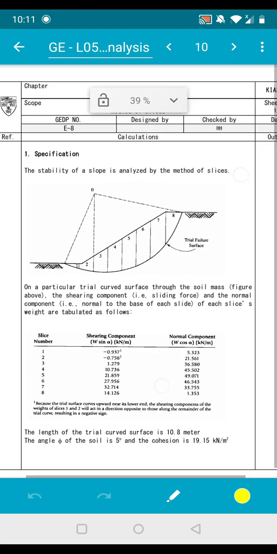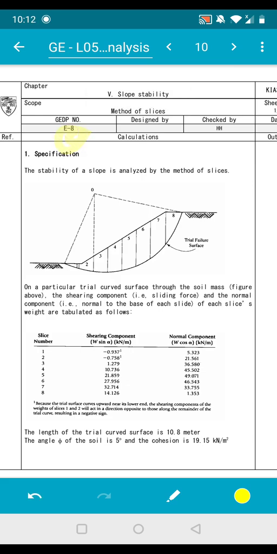Now, this is the last and important problem that you will encounter during your work, which is the method of slices. Let's look at the specification. The stability of a slope is analyzed by the method of slices, because you see slices here. On a particular trial curved surface through the soil mass, in the figure above, the shearing component, which is the sliding force, and the normal component, normal to the base of each slice weight, are tabulated as follows. As a geotechnical engineer, you will need to calculate this, but for this example, it is given for you. By right, one by one, you should calculate using the formulation given.